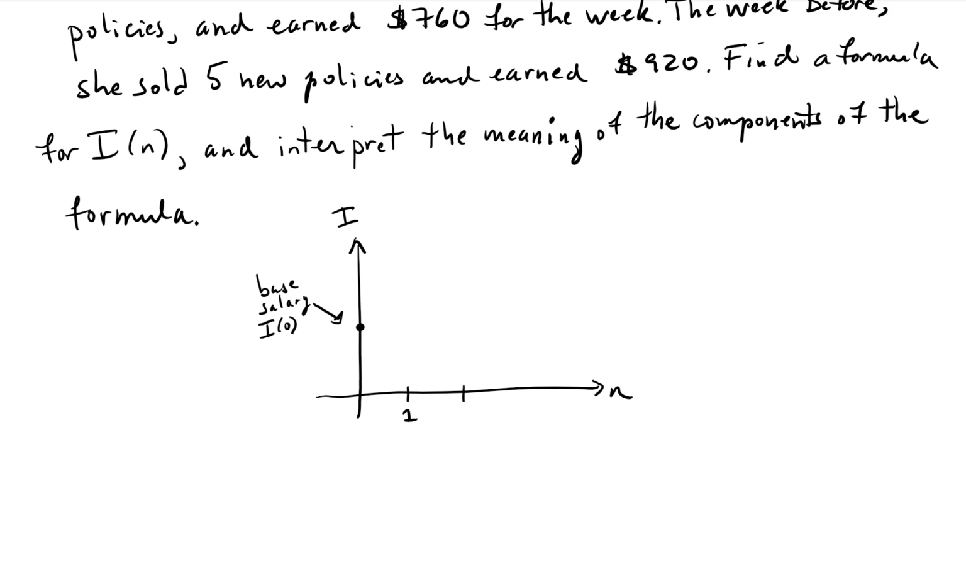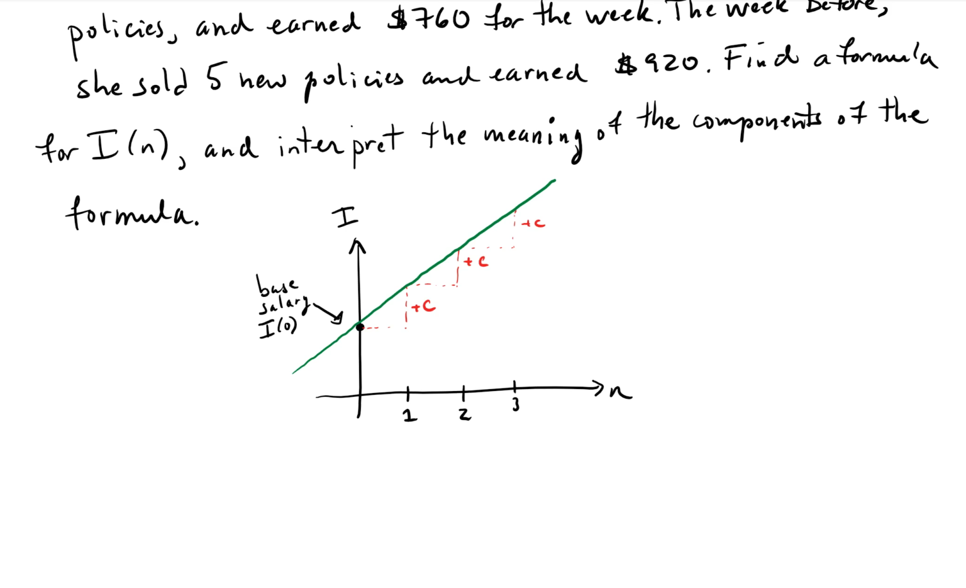Now we know if she sells 1 or 2 or 3 new policies, the amount she earns is increasing by the same amount. That corresponds to her commissions. So if she sells 1 policy, her income is going to increase by plus C, where C is how much she earns per new policy sold. And if she sells another one, it's going to go up by plus C again. A third one is going to go up by plus C. So we see that our income is going to be a linear function because it's the same increase each time. Constant increase means constant slope, means it's a linear function.